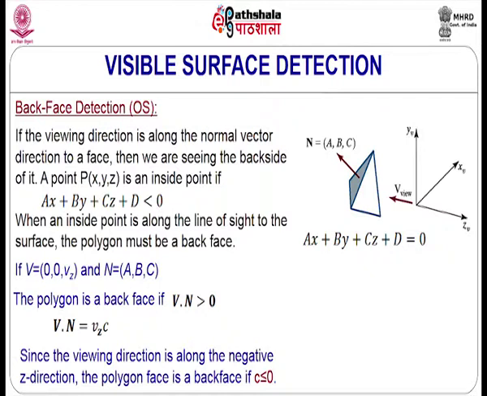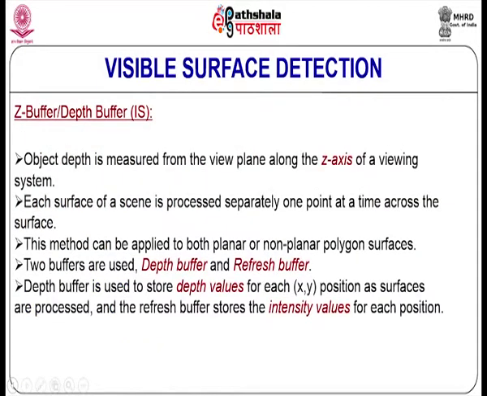So, whenever C is less than or equal to 0, we can safely conclude that we are seeing the back side of a face, and we can ignore the face. So, we can call it a back face. That is the important discussion in the very first and the simplest method for back face detection.